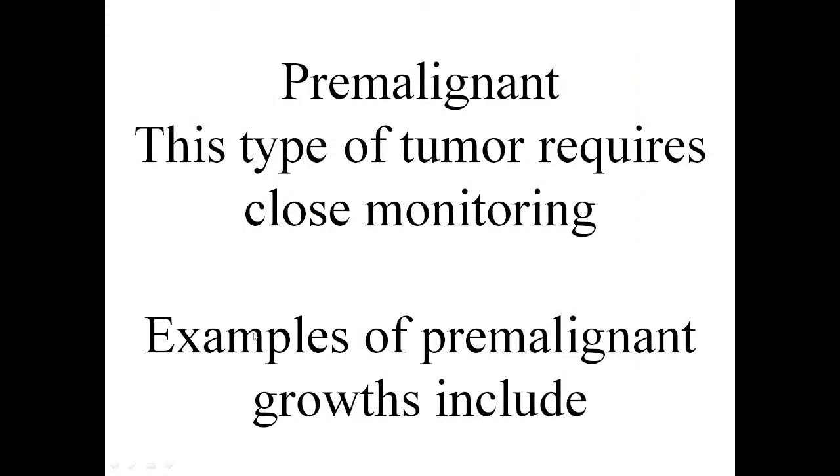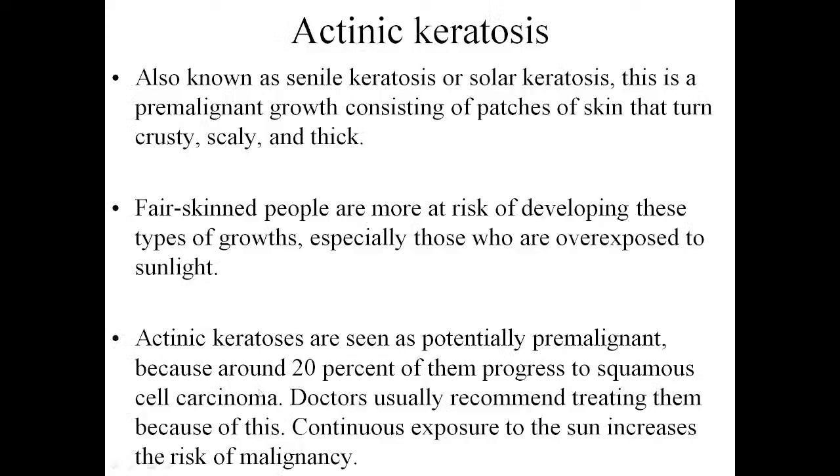Student, the next type of tumor or disease is the pre-malignant tumor and pre-malignant disease. This type of tumor requires close monitoring. Examples of pre-malignant growths include, in the first place, actinic keratosis.